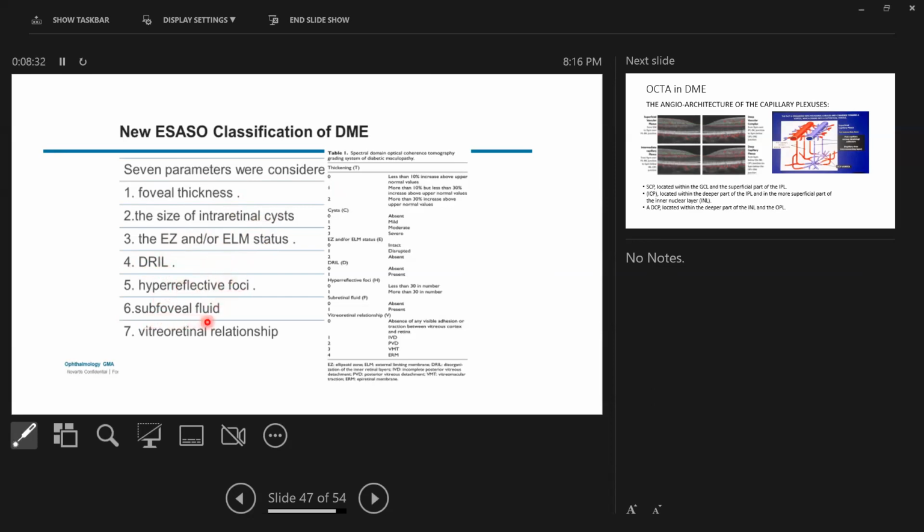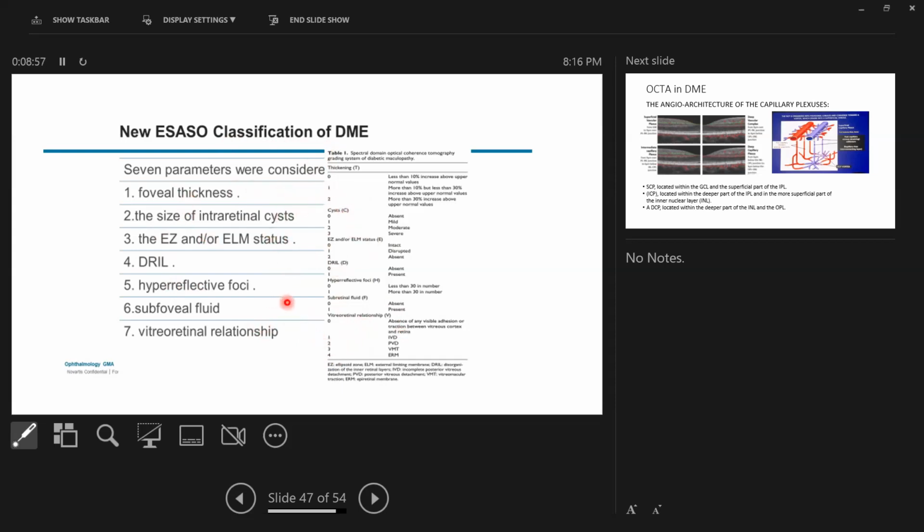The presence or absence of the subretinal fluid or subfoveal fluid, and the vitreoretinal interface relationship. So based on these 7 parameters, we grade the diabetic macular edema and we give the score for this diabetic macular edema. So please try to pay attention to this classification, and you can return to the literature and you can find the classification in details.